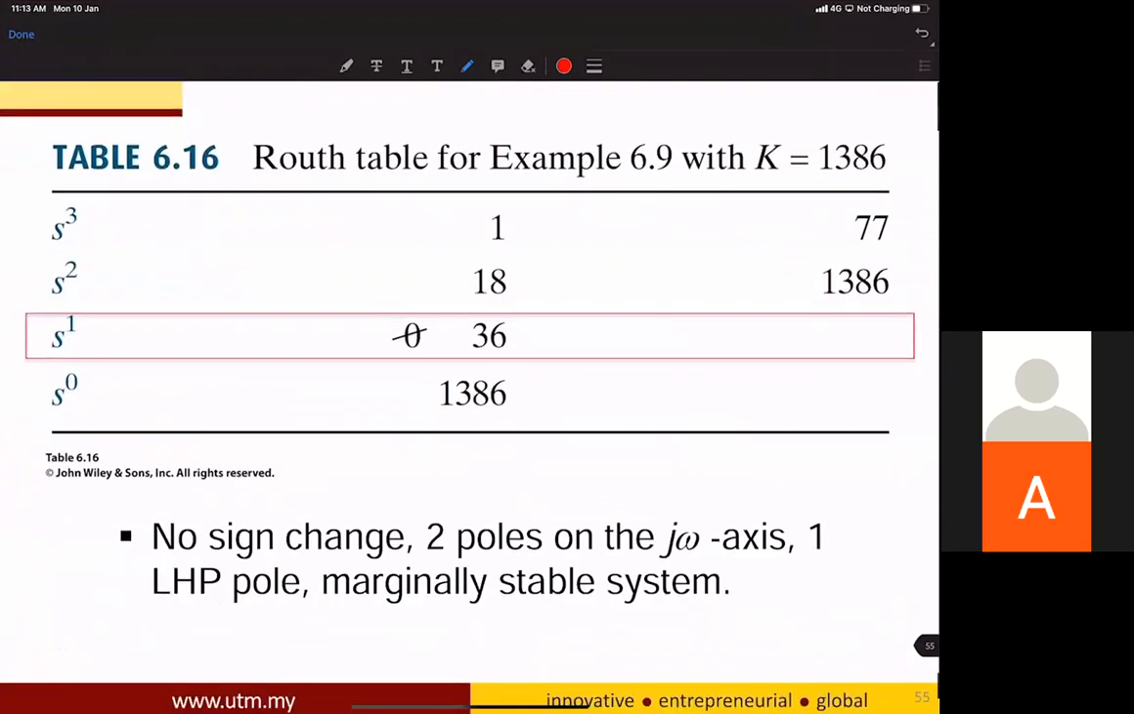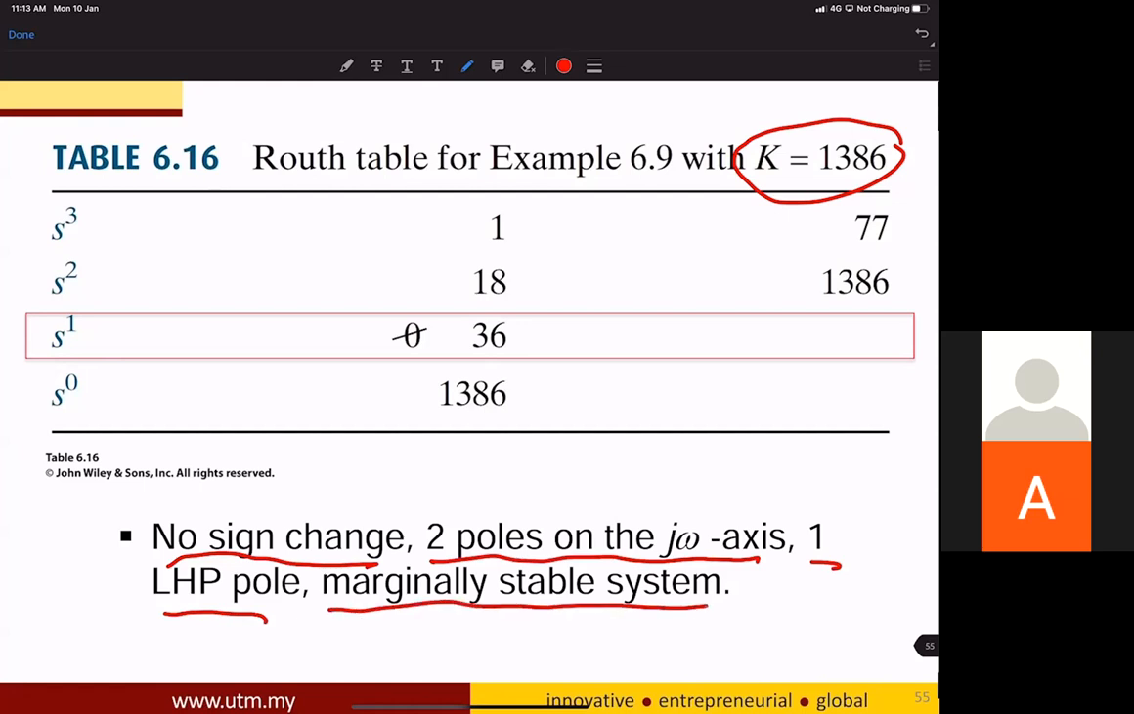So this is when K is equal to 1386. So it happens that the column is equal to zeros. Okay, so you can see that there is no sign change, meaning 2 poles on the imaginary axis and 1 left half plane pole, which is a marginally stable system.